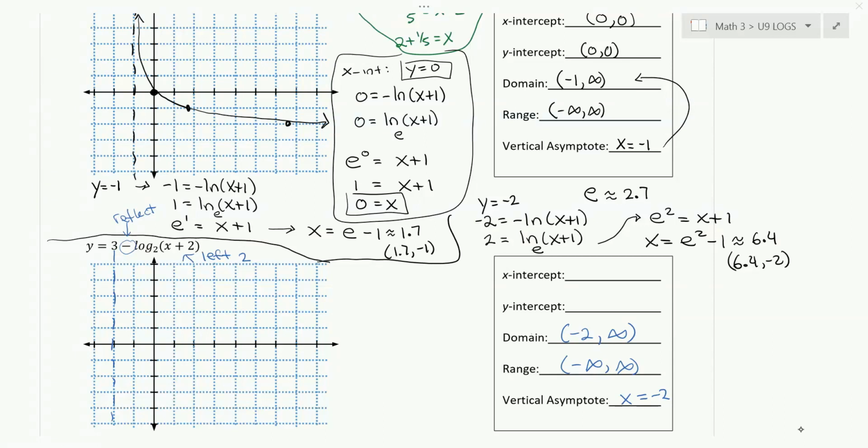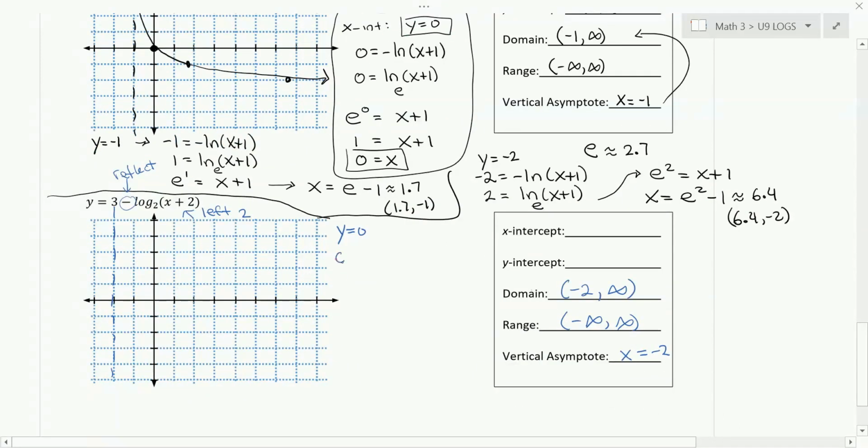So for our x-intercept, what do you guys get? That's 6? Okay, so let's check. So if we plug in 0 for y, first step is to subtract 3 from both sides. Second step, multiply both sides by -1. Then at this stage, change it out of log form, put it into exponential.